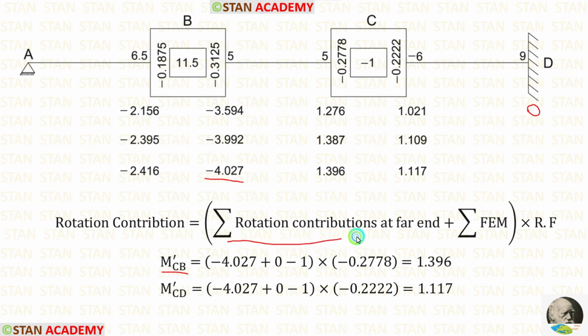So for the summation of rotation contributions at far end, we have to add these two values. The summation of fixed end moments is minus 1. The rotation factor for CB is minus 0.2778. After the calculation, we are getting M-CB is equal to 1.396. Now let us calculate M-CD. For that, we have to apply the rotation factor for CD. Finally, for M-CD, we are getting 1.117. Let us apply the values of M-CB and M-CD here. We have finished the third cycle.